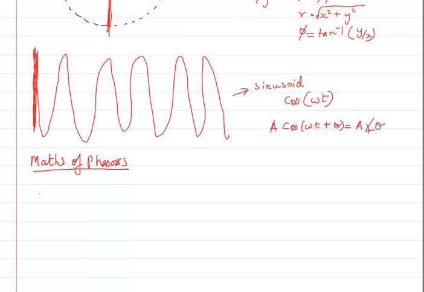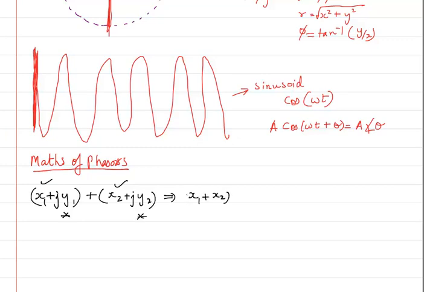Suppose you have two phasors, x1 plus jy1, and you need to add it with another, x2 plus jy2. The procedure is you take the real components and add them together, and you take the imaginary components and add them together. So the real component will be x1 plus x2, and the imaginary component will be y1 plus y2. That is how you do the addition.